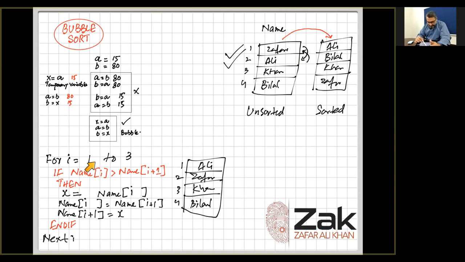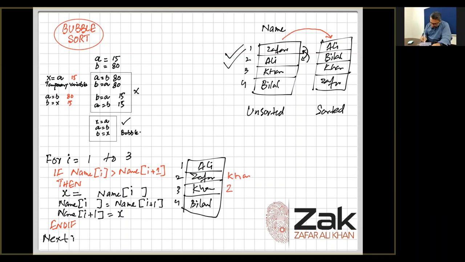It is checking if name one is greater than name two. If Ali is greater than Zafar, no, it is not. So it will go down to end if. Next I will become two. Now it is checking if name two is greater than name three. If Zafar is greater than Khan, yes. Then Khan will come up and Zafar will go down. The rest remains the same.